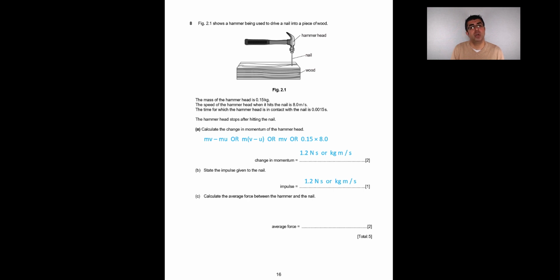Last but not least, calculate the average force between the hammer and the nail. Well, this is reorganizing the impulse formula. So instead of Ft equals mv minus mu, we have F equals mv minus mu divided by t, which is 1.2 divided by 0.0015, and you would have got 800 newtons.